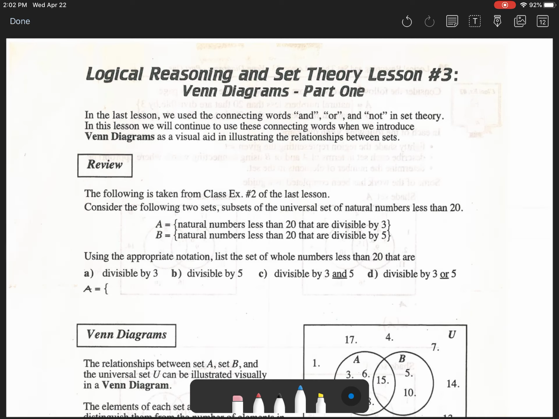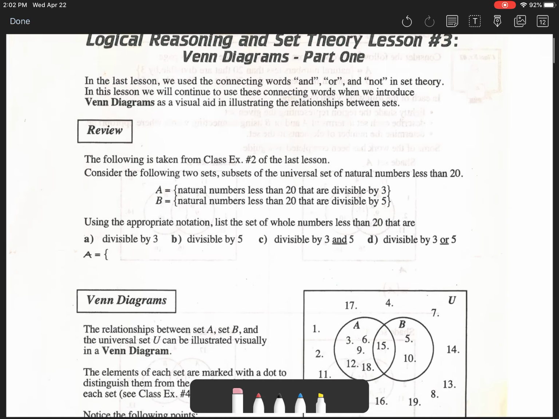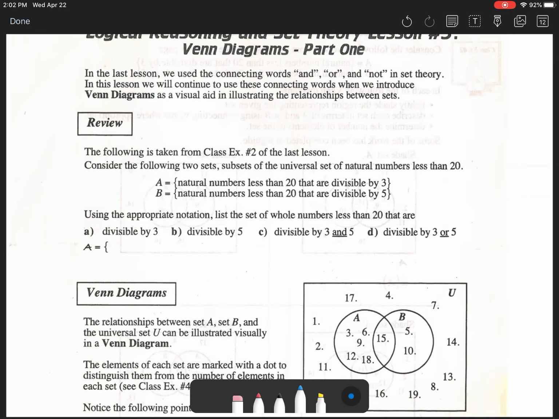Hi, Math 30-2s. Today we're just going to carry on with logical reasoning and set theory, and today we introduce the idea of Venn diagrams. Venn diagrams, if you haven't seen them or heard of them before, are basically a visual aid, or visual representation of sets of data and the elements that are in those sets and how they relate to one another.